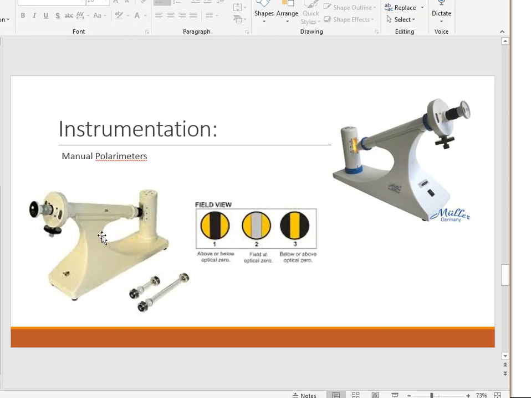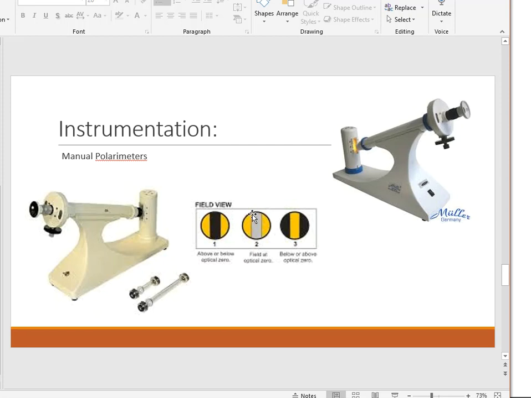Here are your field views, which means that if you look through the eyepiece, this is what you would be seeing inside of the polarimeter. So number 1 is above or below what they would call optical zero, and this is traditionally what people would see in the very beginning. A dark area that is separated by two lighter halves. Here, below or above the optical zero, that just means you may have gone too far and you're on the other side now, right? Because this will actually rotate 360 degrees. So depending on where you are, that's what you would see.